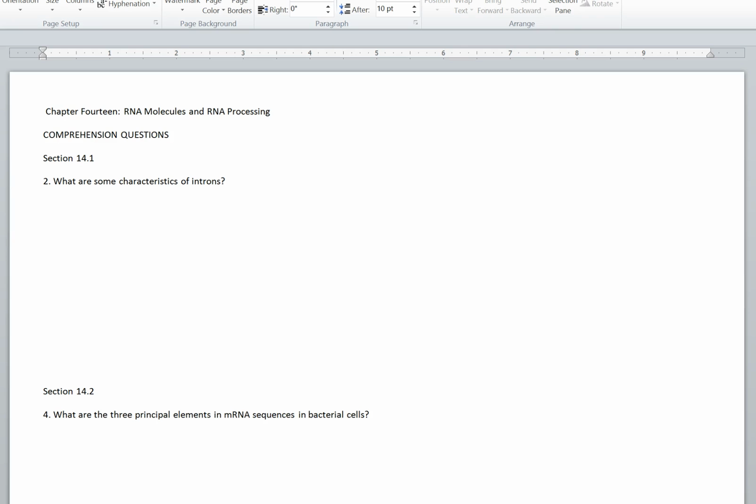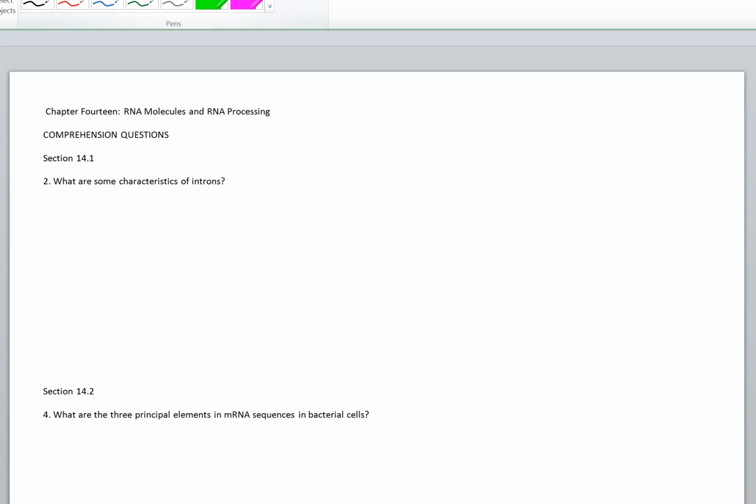Alright, so chapter 14 now, all about RNA and RNA processing of messenger RNAs. It talks a little bit about tRNAs, ribosomal RNAs, microRNAs, things like that. Lots of things about RNA. And I'm going to expand on the answers that the book gives. They're not usually all that informative, which hopefully makes it worthwhile of me doing this.